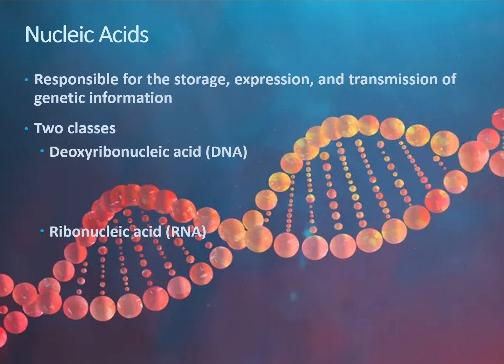Nucleic acids store our genetic information, express our genetic information, and pass it on to the next generation. So our DNA, our nucleic acids, are important in passing on information to the next generation of cells and also for providing the instructions for cells to function, to produce the molecules and products that they need to survive and be successful. There are two types of nucleic acids.